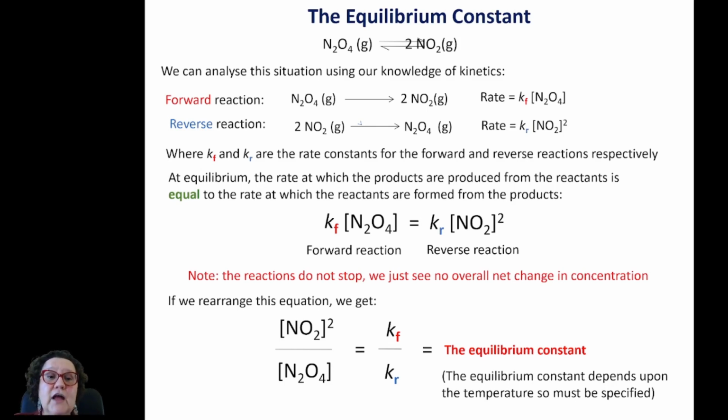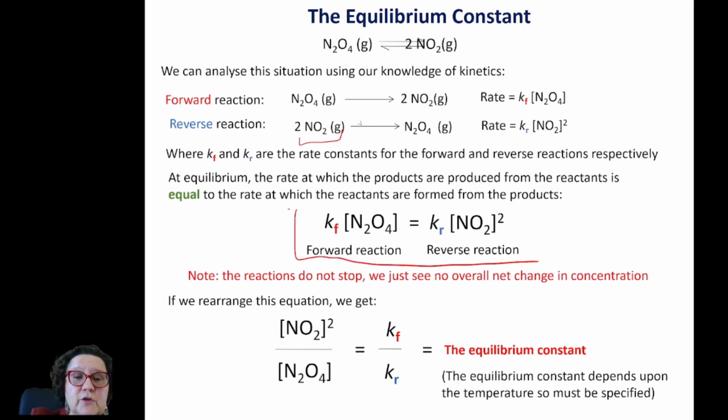And that again has a different reaction rate, which depends on the reagent. In this case, the reagent for the reverse reaction is nitrogen dioxide, to the power of 2 because of the coefficient. So when the reaction reaches equilibrium, it means the rate going forward is the same as the rate going backwards, and that is what I write here.